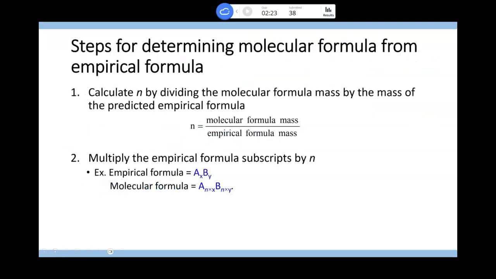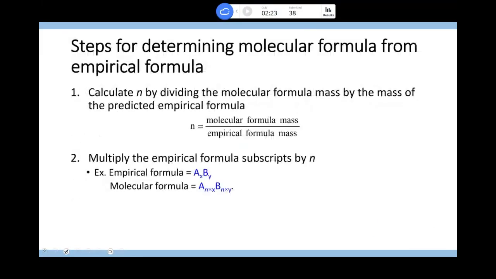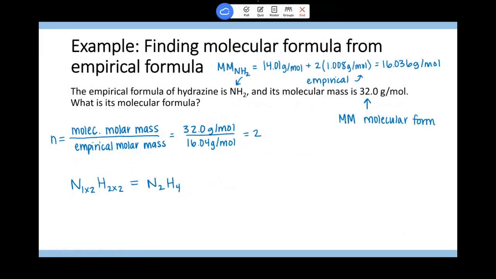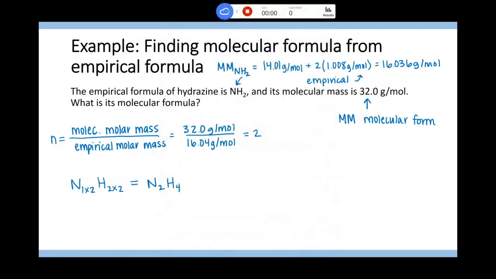The next slide has all of these steps written out. I will go back to that slide in a moment. And then the next slide that's in yours and one additional question are the last 2 iClickers for today. So I will push these to your devices. We're essentially doing the same process. So you're given an empirical formula and the molar mass of the actual molecule and then determining what the molecular formula is based on that information.